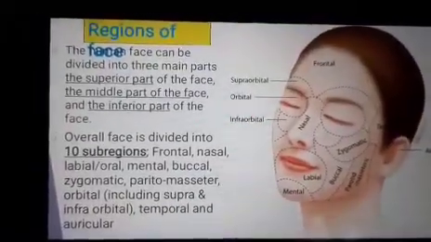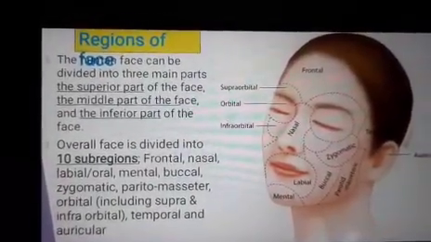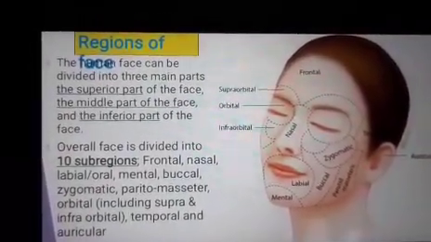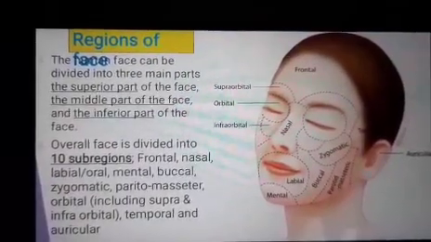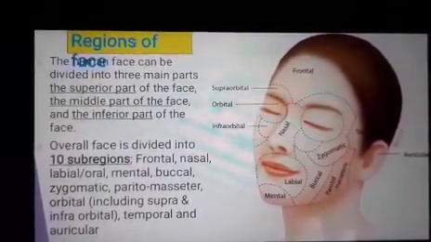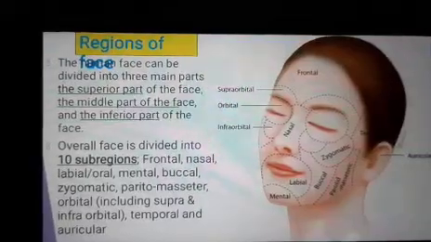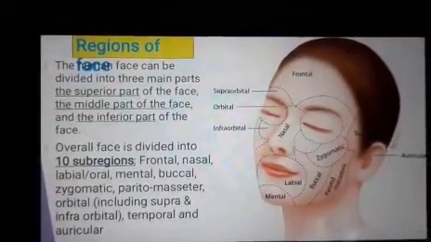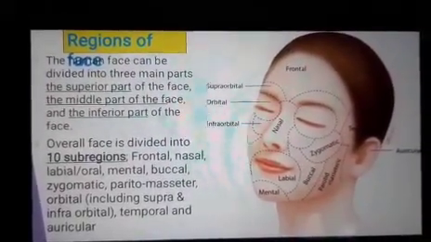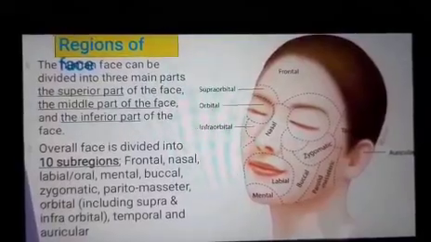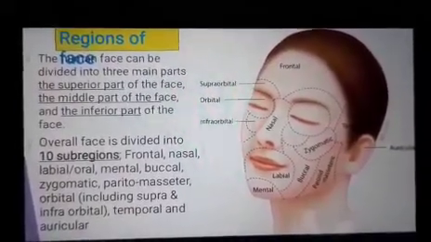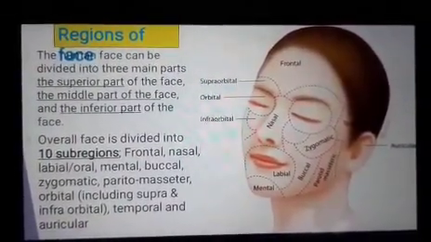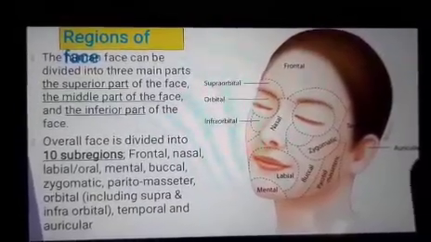Now, talking about the regions of the face, the human face is majorly divided into three parts: the superior part, the middle part, and the inferior part. And it is further divided into 10 subregions, which include the frontal, the nasal, the labial, the mental, orbital, which also includes our supraorbital and infraorbital region, the zygomatic, the buccal, parotidomasseteric, temporal, and auricular.